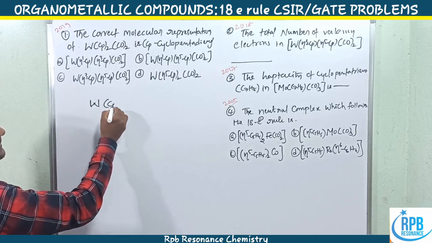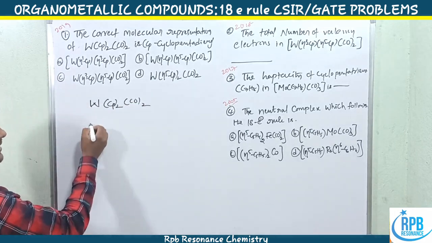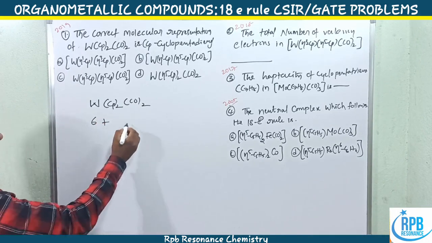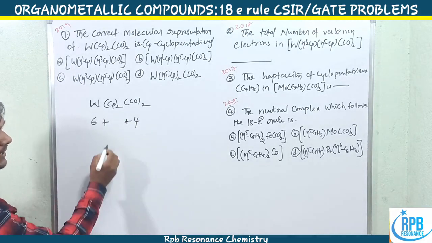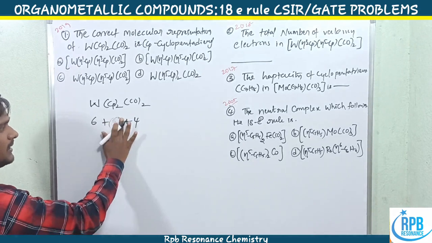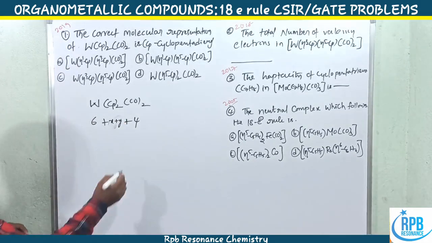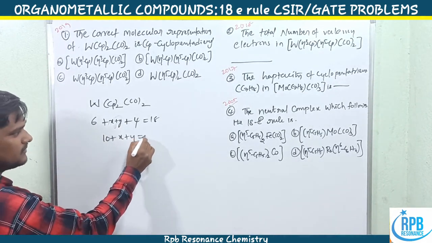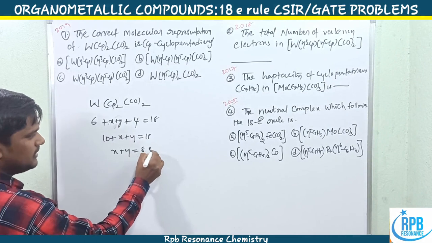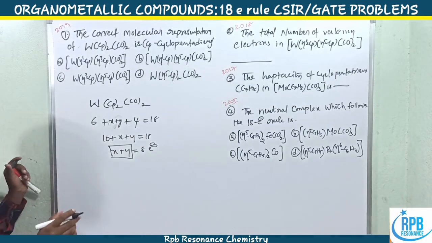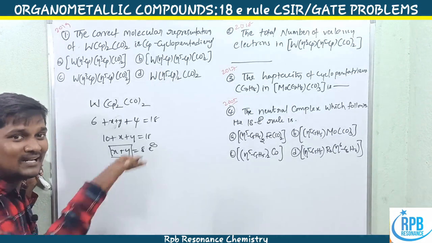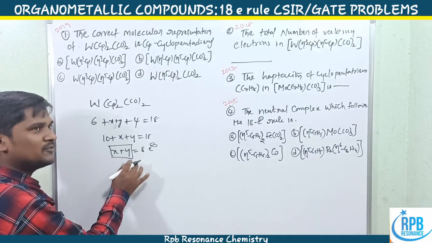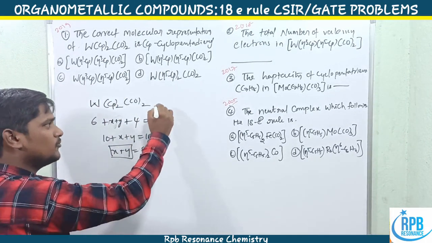So here, tungsten, Cp taken twice, CO taken twice. Tungsten comes from the chromium family, that is s1 d5, 6 electrons. We don't know the two Cps. Two carbonyls contribute 4 electrons. Let's imagine the two Cps contribute X plus Y. It is equal to 18 electrons, so 6 plus 4, 10 electrons, plus X plus Y is equal to 18 electrons. So X plus Y is equal to 8 electrons. We require 8 electrons only, not more than 8 and not less than 8. Whenever the two Cps have 8 electrons, it obeys the 18 electron rule.